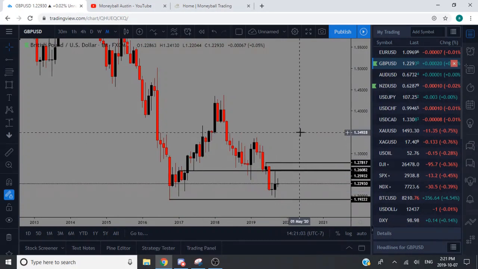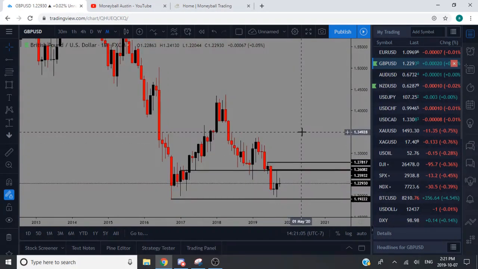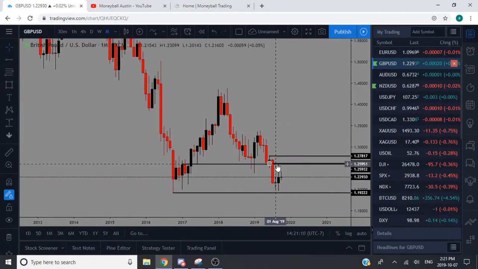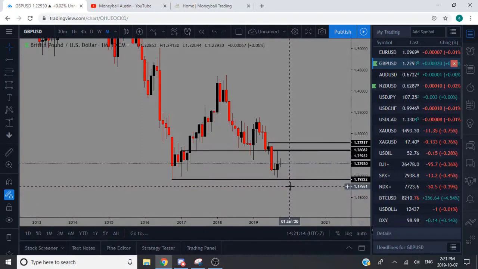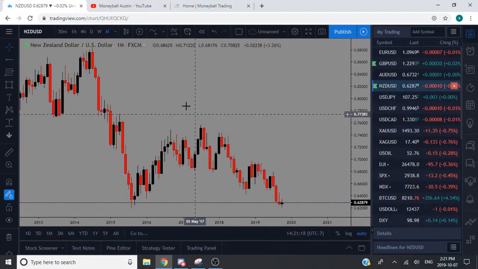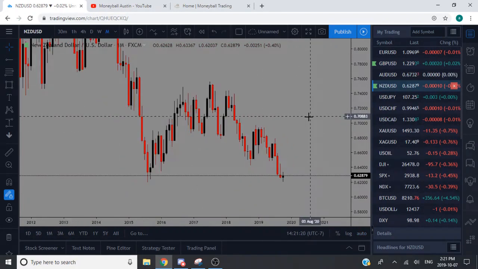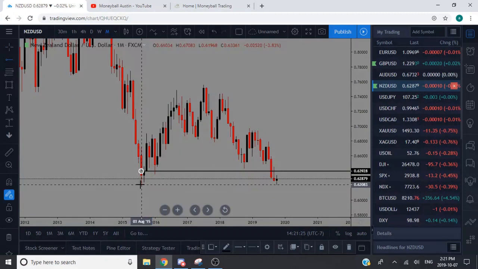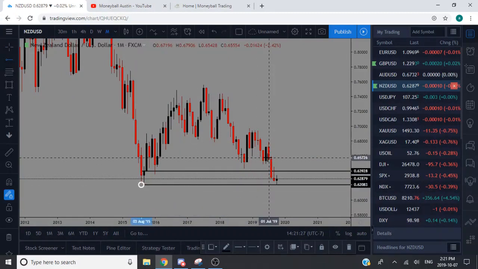And let's think about it. There's also big Brexit news coming out in the next, I think, 20 days or something like that. Big Brexit news. So this could be the level that finally breaks this demand zone and continues down on this pound pair. All right, let's talk about the next one. New Zealand USD. This is the monthly demand zone that I have marked out on my chart, and then this is the monthly supply zone.